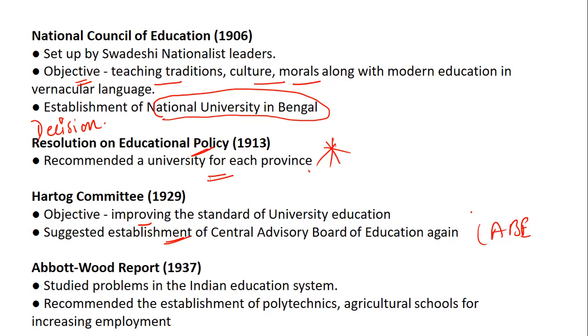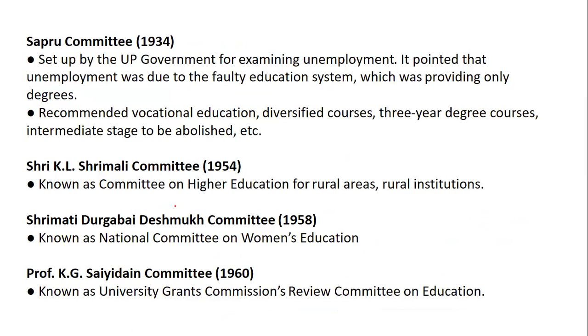Coming to Abbott and Wood report, this particular report you should keep in mind because this was the first report which studied the problematic areas in education. It recommended the establishment of polytechnics, agriculture schools, and increasing employment. Then we have the next, Sapru Committee.